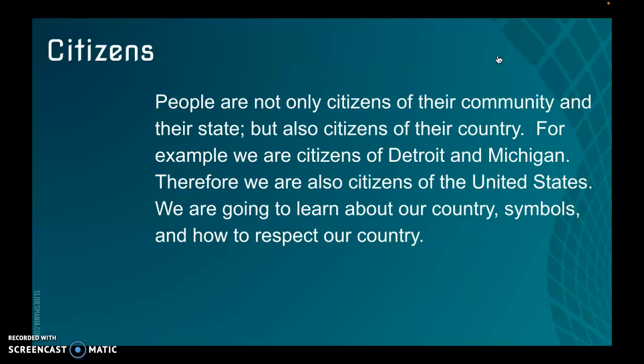So people are not citizens of just their community or their state, but they're also citizens of a country. For example, we are citizens of Detroit, but we're also citizens of Michigan because we live in Detroit, Michigan. And oh my goodness, we're also citizens of the United States of America. And so we are going to learn about some symbols that represent the United States of America.